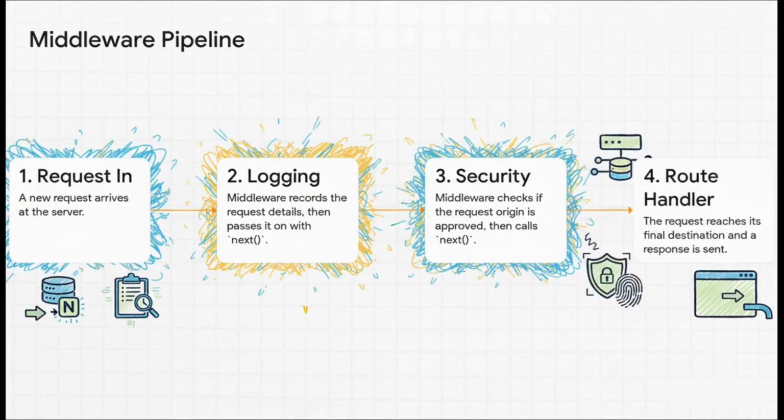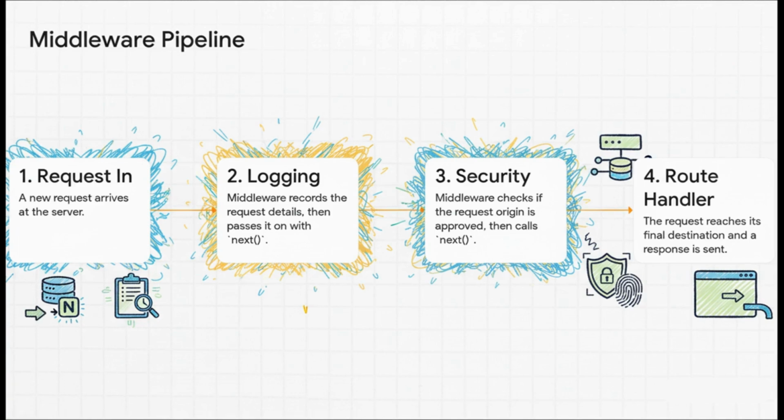And the elegant solution to this problem is something called middleware. Seriously, think of it just like an assembly line. A request comes in, and it gets passed down the line. The first station, our logging middleware, records its details, and then calls next to pass it to the next station. That next station might be a security check, which when it's done, calls next again.